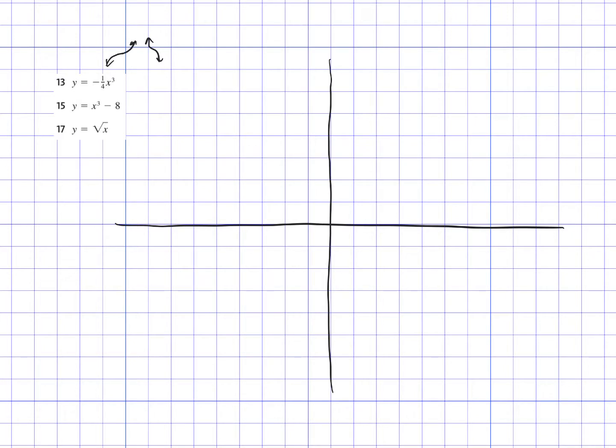And now all we really need to do, since we know the shape of these, is figure out where it goes through the x and y axis. So if we have the x-intercept here and the y-intercept, let's figure out what we have. To get the x-intercept, plug 0 in for y. So 0 equals negative 1/4 x cubed. So multiply by negative 4, and you get x cubed equals 0, or x equals 0. So when y is 0, that is your x-intercept.